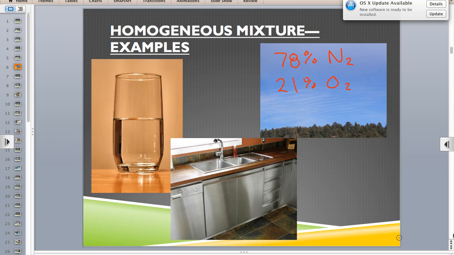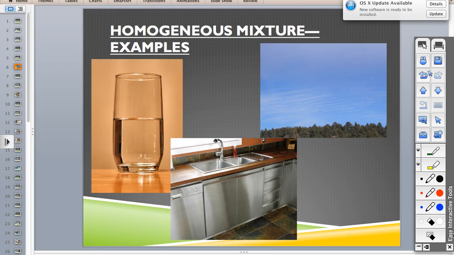Yes, sir. What's the other 1%? The other 1% of air is 0.9% argon, and then you have trace amounts of water vapor, carbon dioxide, things like that. But most of the other 1% is argon.